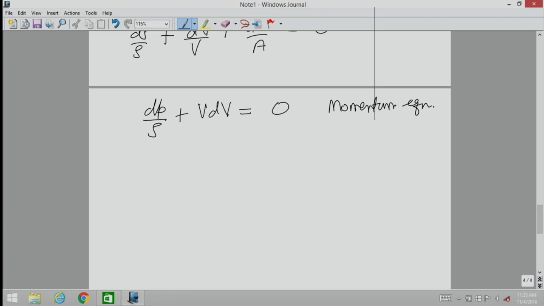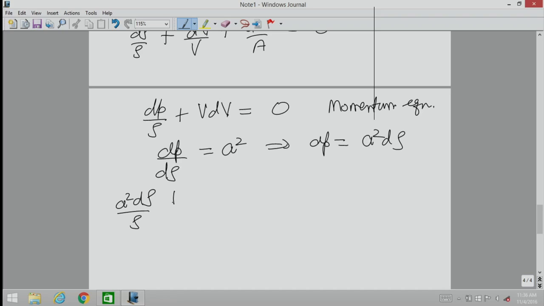I think the mistake I'm making is I'm assuming rho to be constant. If I take the variation of rho, then it will take a form like this. I'll get back to you on it in the next class, because let me move ahead with this. Then what we have is dP by d rho, which is equal to a square. So I can write dP is equal to a square d rho. And when I do this, I get a square d rho by rho plus V dV is equal to 0. And this gives me minus rho V dV is equal to a square d rho.